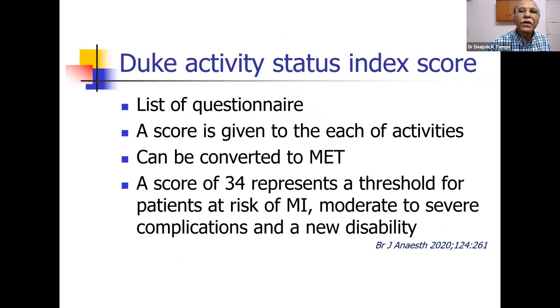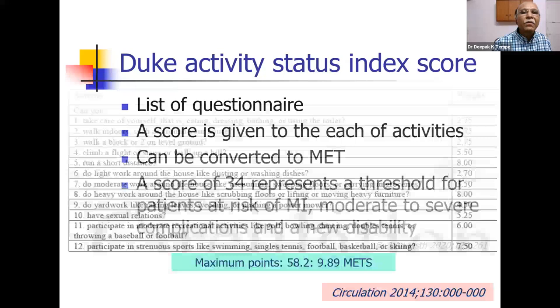Now, you also have the Duke Activity Status Index or score, which is another way of calculating the metabolic equivalent or the functional capacity. There is a list of questionnaire, and a score is given for each of the activity, and you can convert this into metabolic equivalents. And a score of 34 represents a threshold for patients at risk of MI and moderate to severe complications and a new disability. So the Duke Activity Status Index score is another very good method of assessing the functional capacity. And here are the questions and the markings that are given on the right of your screen.